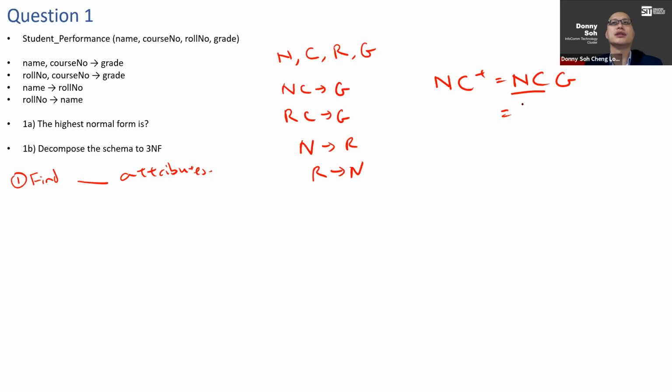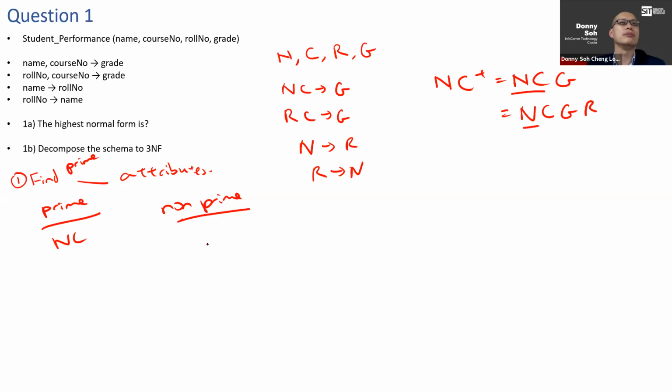So NC implies G, NCGR because of N. So NC is my key, prime candidate key. So I want to find the prime attributes. So prime will be N and C. Non-prime will be G and R.